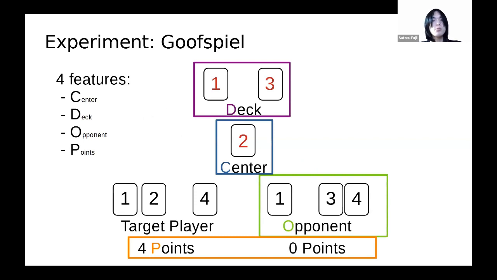We arranged 4 features to explain each info set of this game. C is the card in the center. D is the remaining cards in the deck. And O is the hand of the opponent. And P is the difference of the total points. Note that in Goofspiel, the target player's hand determines the target player's action set, which is necessary to play this game, so we exclude it from the feature set, meaning it is always visible to the target player.